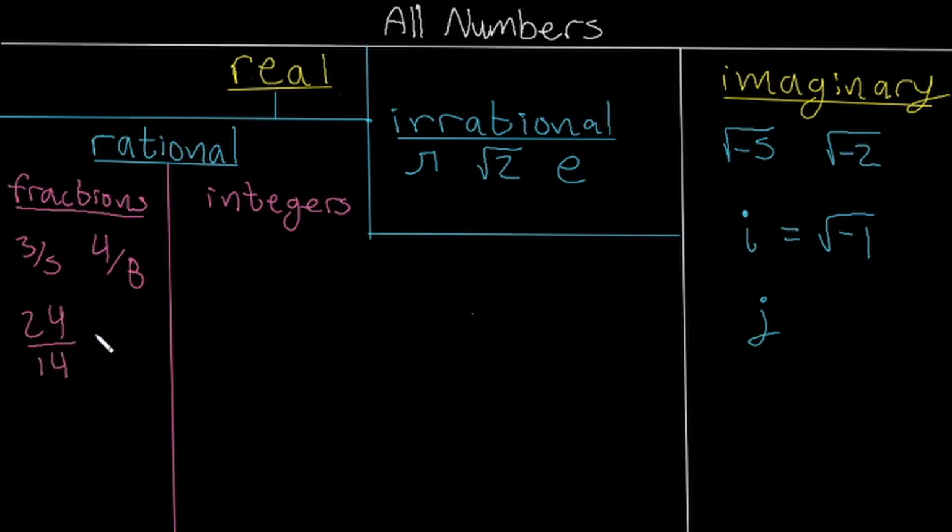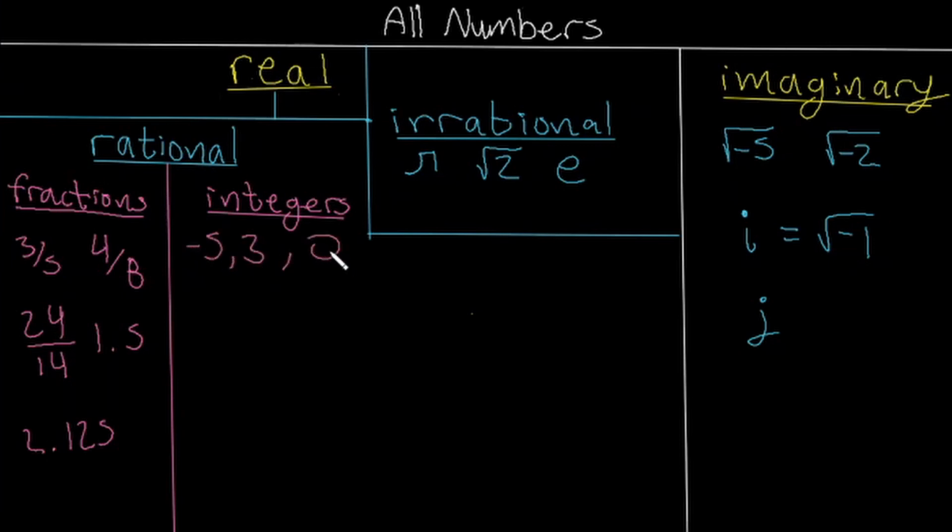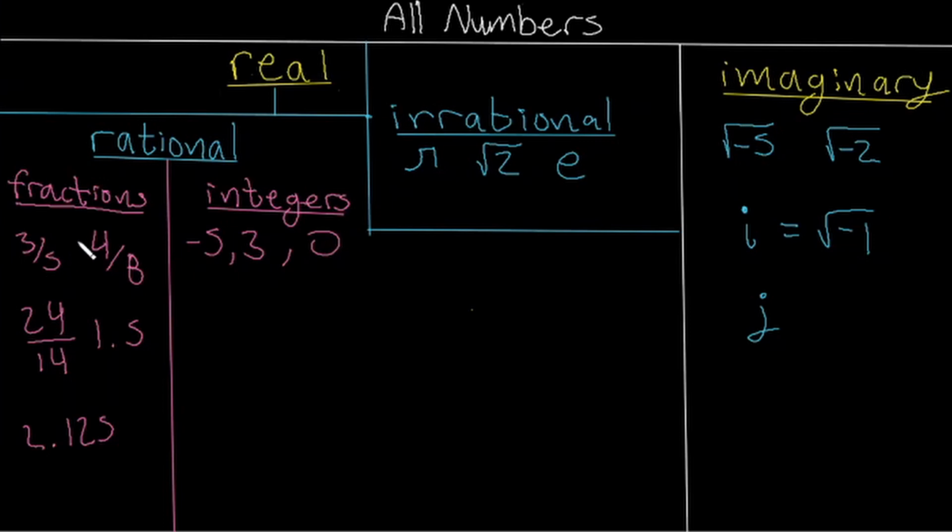But they also include decimals like 1.5, which is 3/2, or 2.125. Integers are all positive and negative numbers, like -5, +3, and 0. Fractions can also be negative, but they are what's in between the numbers. Integers are the actual numbers themselves. Integers can be divided into even more categories.